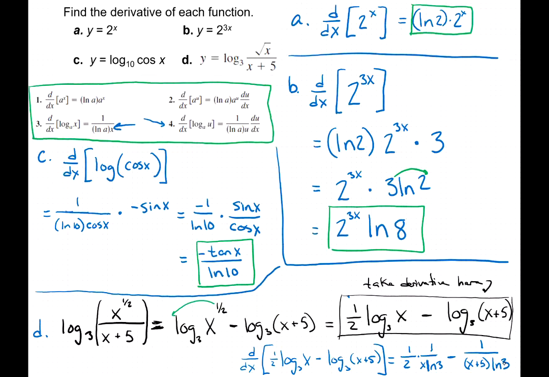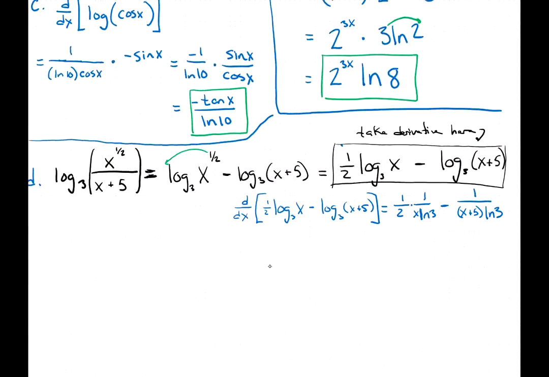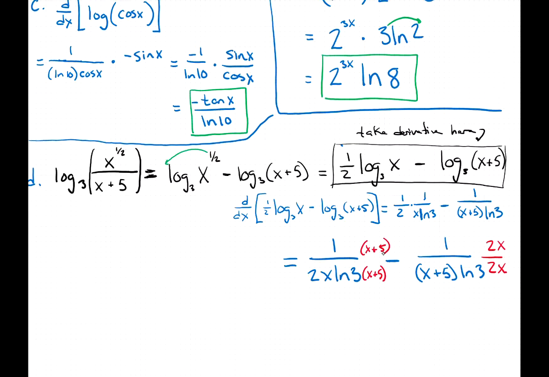Okay, now we're going to need to scroll down. We need a little bit more room here. Okay, so what can we do? We have 1 over 2x ln of 3 minus 1 over x plus 5 ln of 3. It looks like we could get a common denominator here. So we have a 2 on the left, we need a 2 on the right. We have an x on the left, so we need an x on the right, and we have an x plus 5 on the right, so we need an x plus 5 on the left.